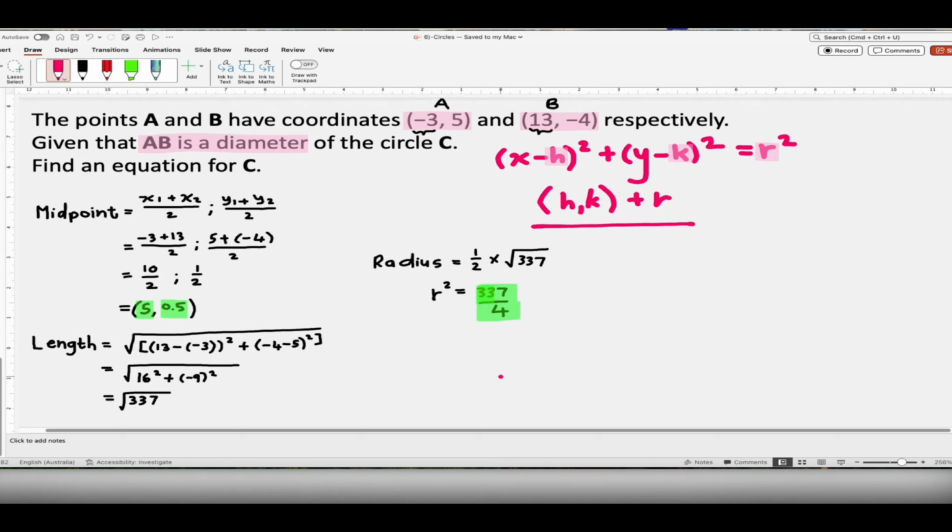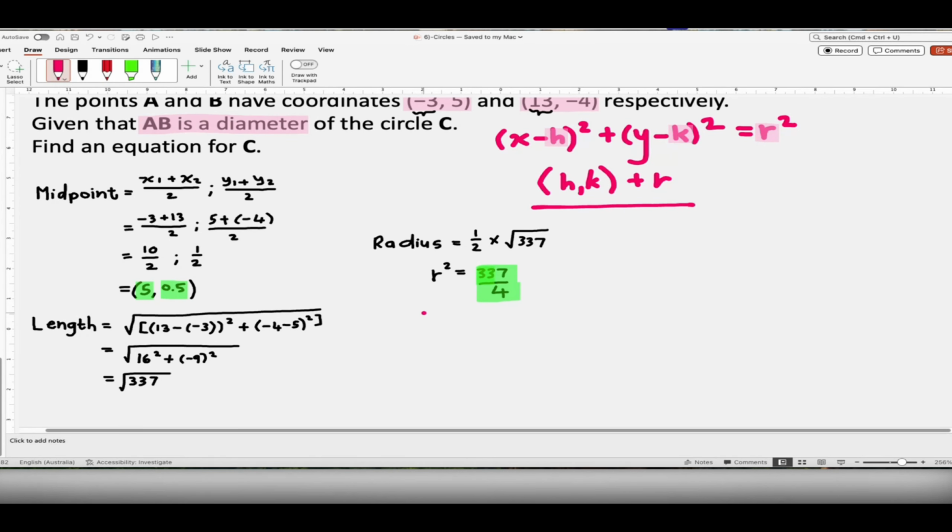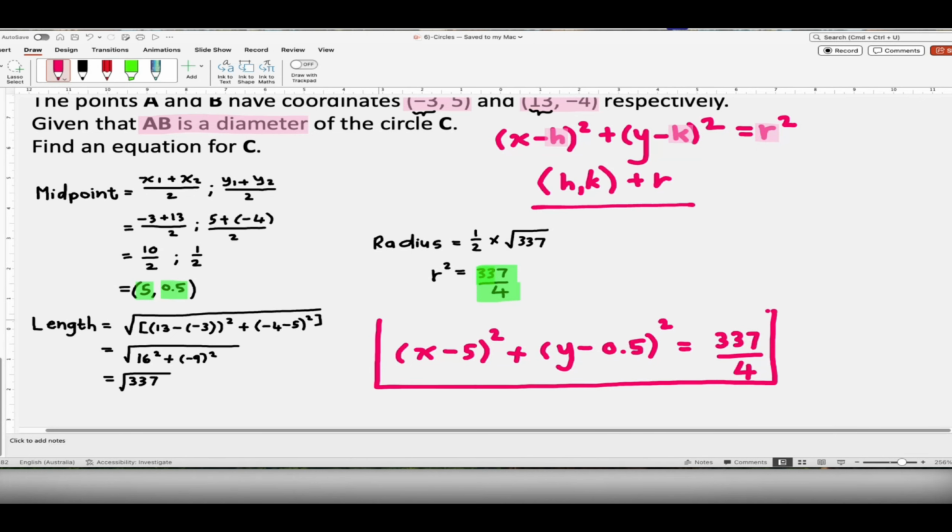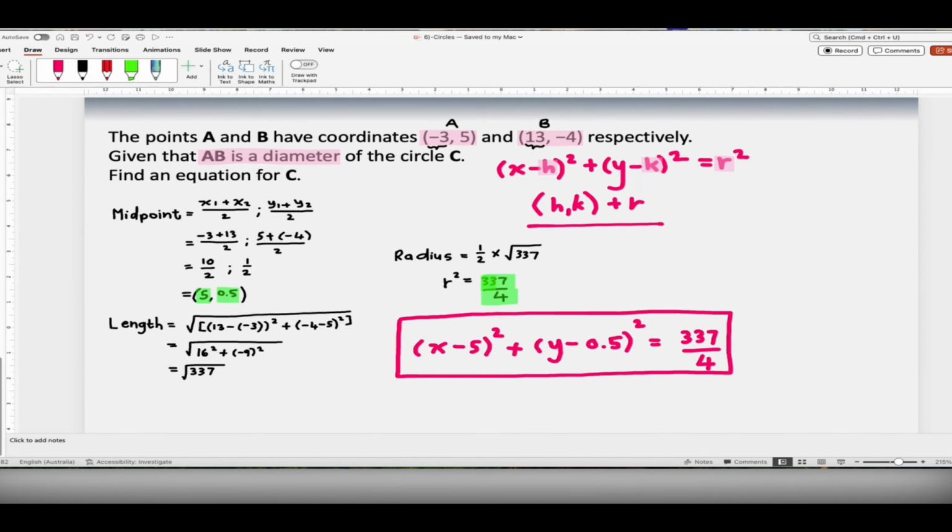So the final equation will look like this: (x - 5)² + (y - 0.5)² = 337 divided by 4. Remember, this is the value of your radius squared. So this is the final answer. Let's have a look at the next question.